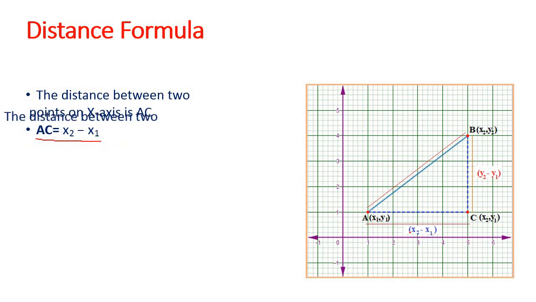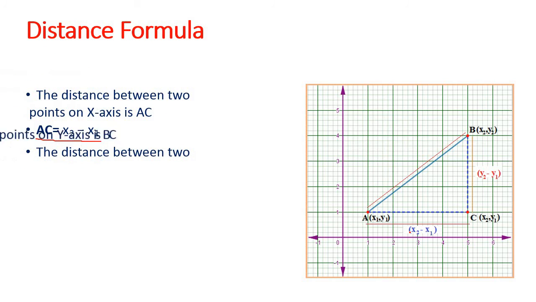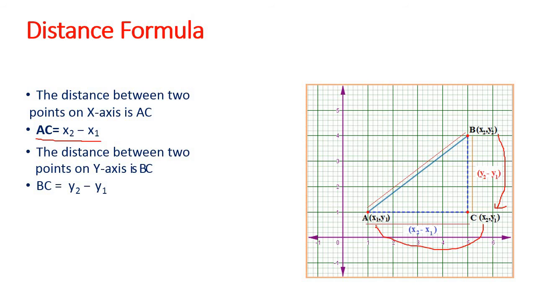Then let us find the distance between the 2 points on the y-axis, which is nothing but BC. The distance between B and C is y2 minus y1. So BC is the distance between the 2 points, y2 minus y1.